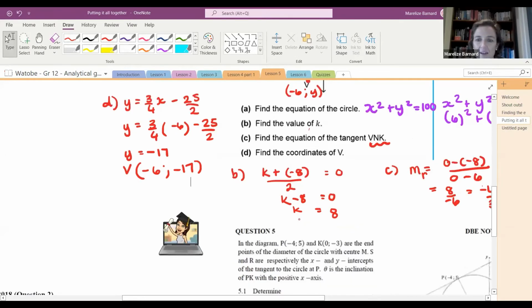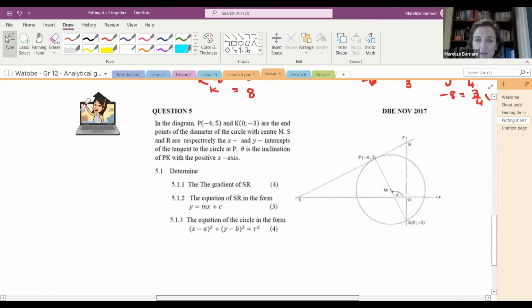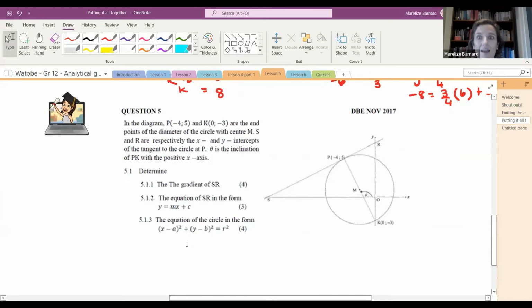Right, let's go to our last one, which is an actual exam type question. It came from the November 2017 paper, from that year's final matric paper. And here we've got everything mixed in together. We've got tangents, we've got angle of inclination, we've got midpoint, everything's here. Okay, and that is what you can expect.